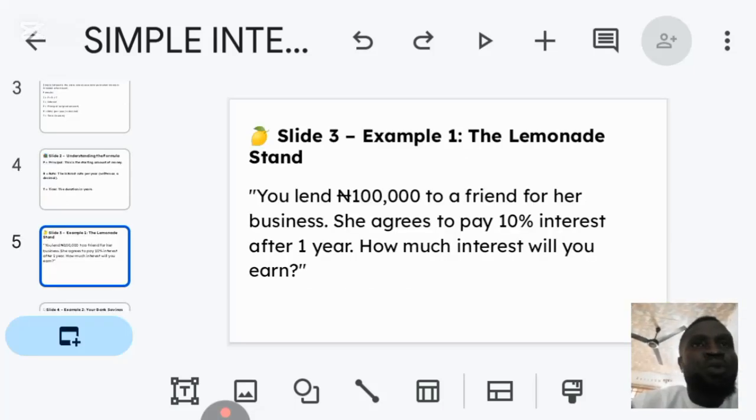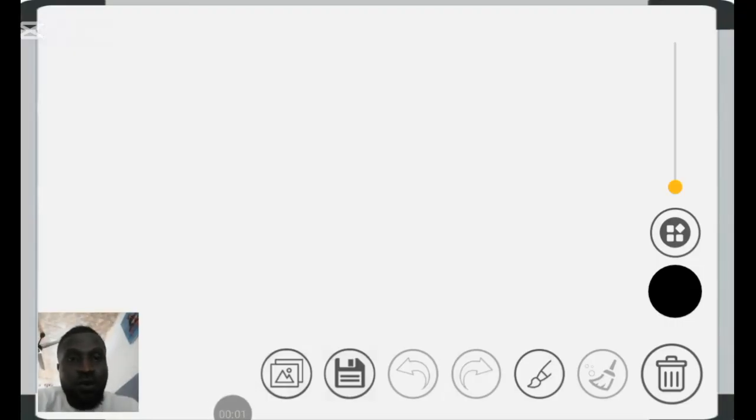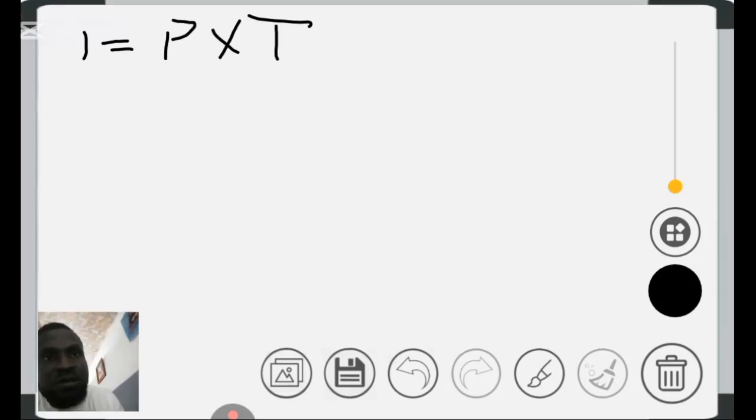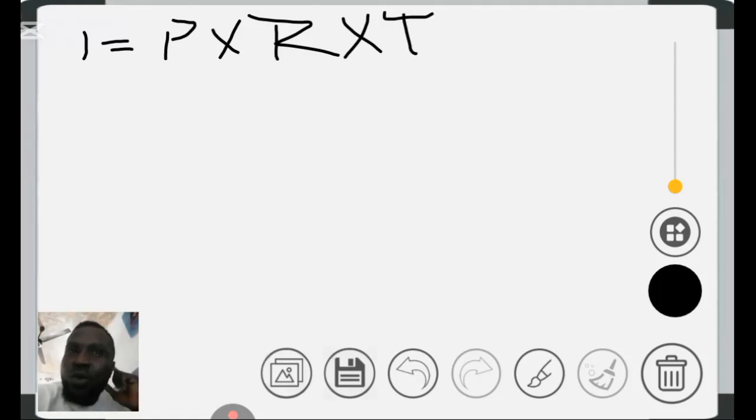Imagine this: you lend your friend 100,000 naira to start a small lemonade stand. She agrees to pay 10% interest after 1 year. How much extra money do you get? Before you solve this, the first thing you're supposed to do is write your formula, which is I equals P times rate times time.